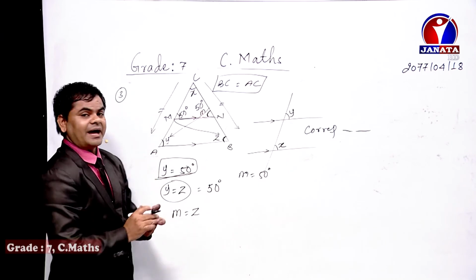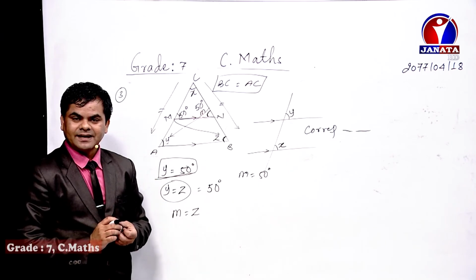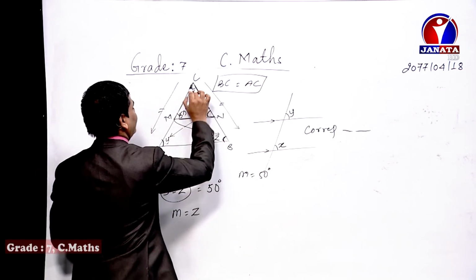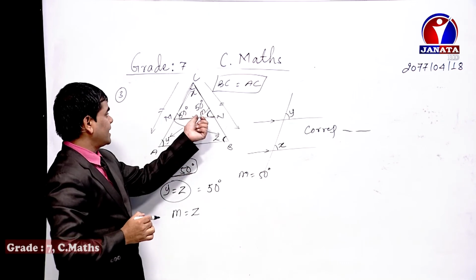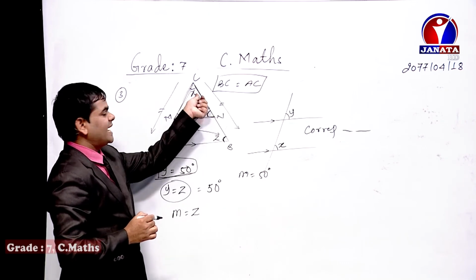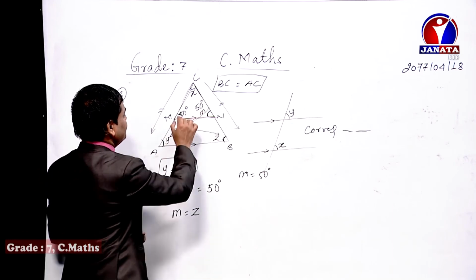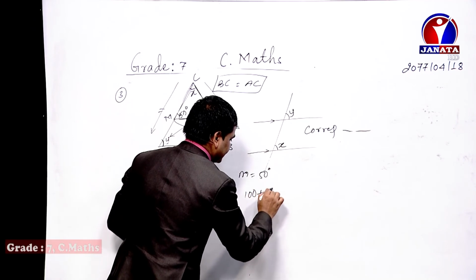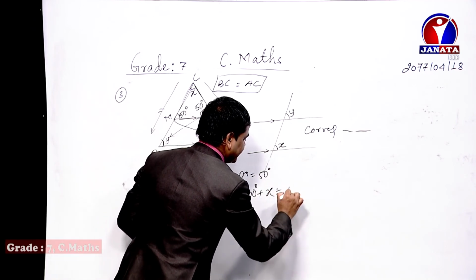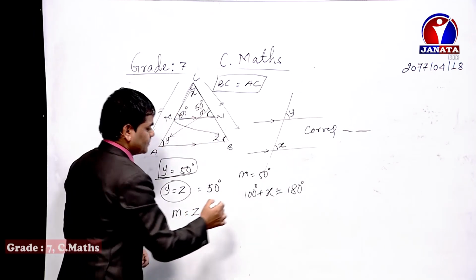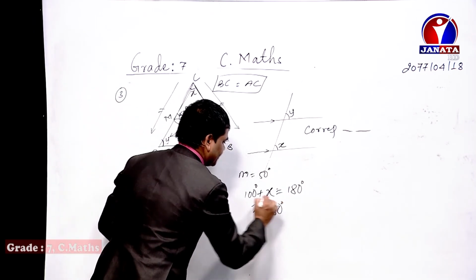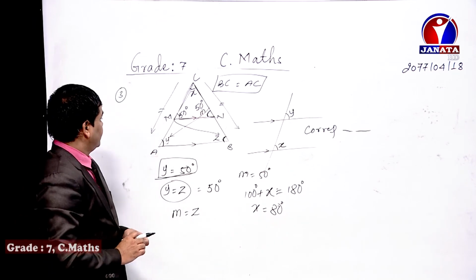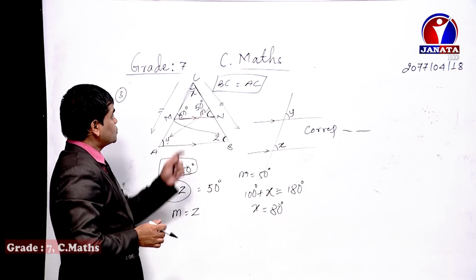Now how to find out the value of X? In order to find the value of X, you can see this small tiny triangle. If you see the tiny triangle, 50 plus 50 plus X equals 180 degrees, and 50 plus 50 is 100. So 100 degrees plus X equals 180 degrees, the statement becomes so. And the X value comes as 80 degrees, so we got the value of X as 80 degrees.